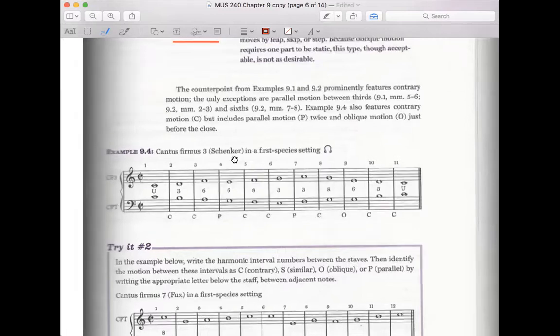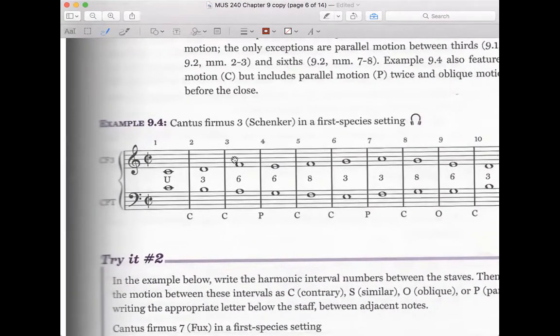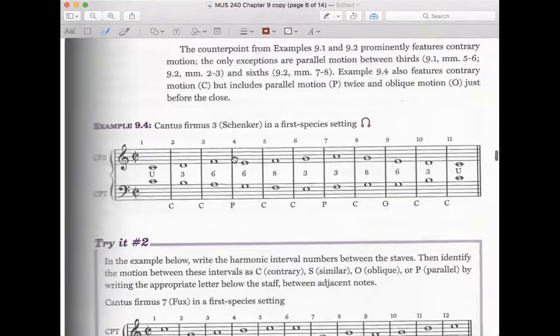But here, let's apply that to a piece of music. This has all similar things in it that we've already seen before. If you look at that, here we have the Cantus Firmus in the higher voice. Okay, this is something new. And the counterpoint is in the lower voice. Remember, I told you that they can be switched.